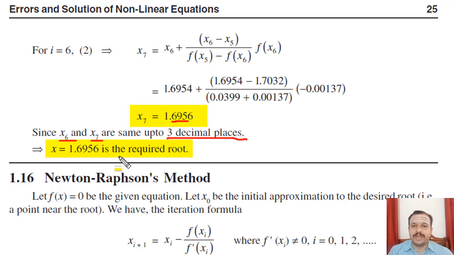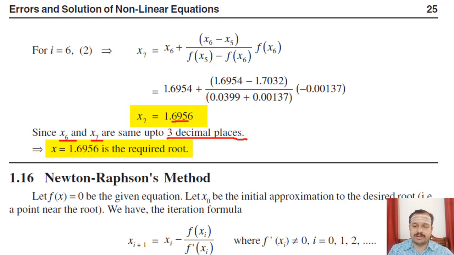In this way, the secant method works for all types of nonlinear algebraic and transcendental equations very effectively, and it converges much faster than the earlier two methods. Therefore, this is a great improvement over the earlier two methods. So I hope you understood very well the procedure involved in this method. So with this, let me conclude.